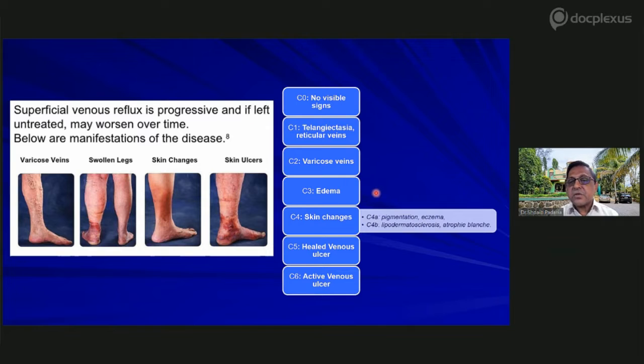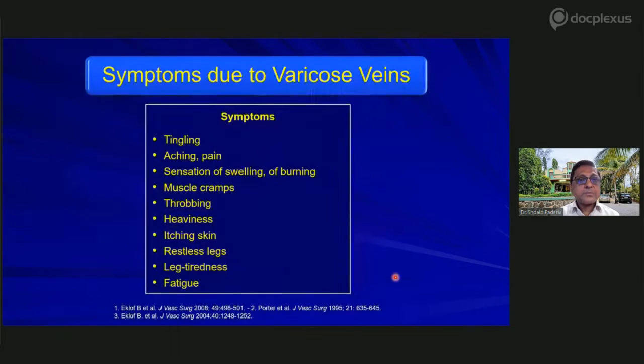C3 disease refers to swelling around the ankles or edema. C4 refers to the various skin changes which occur. C5 refers to a healed venous ulcer, and C6 refers to an active venous ulcer. So this is the way we tabulate the data on patients of varicose veins.